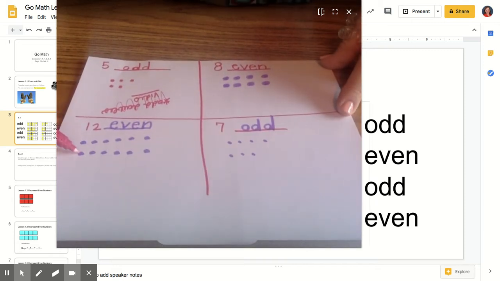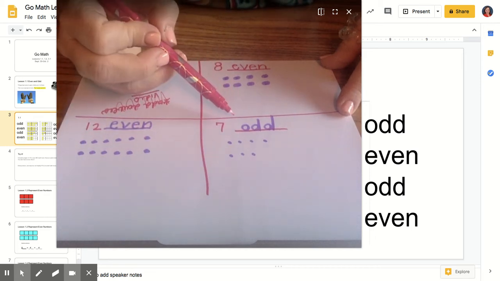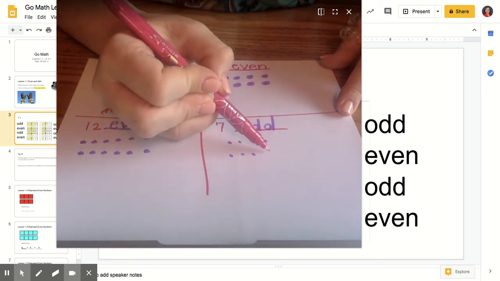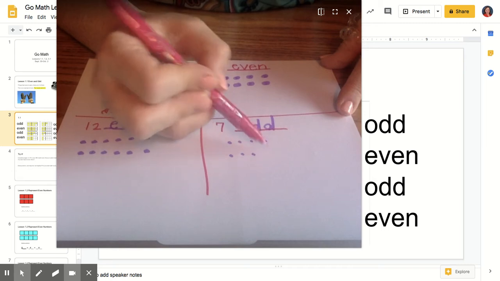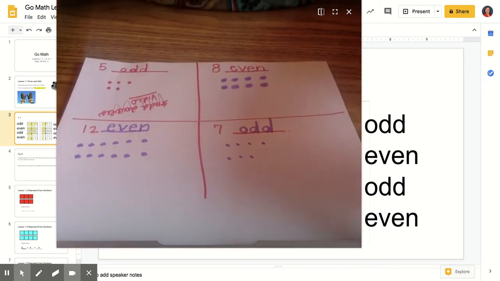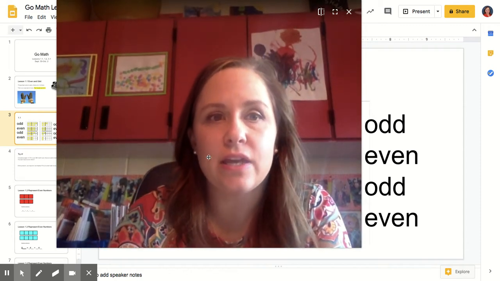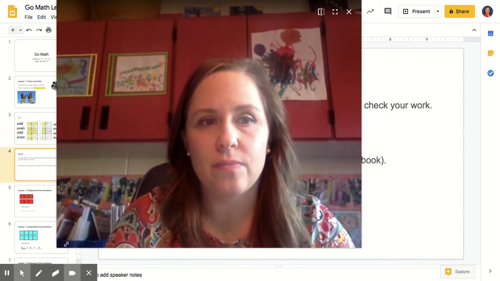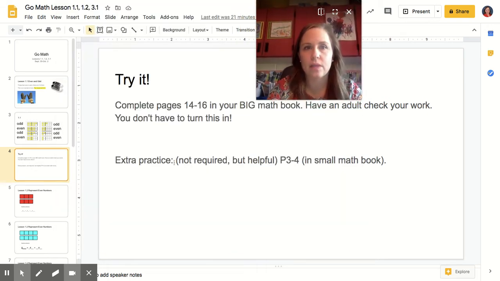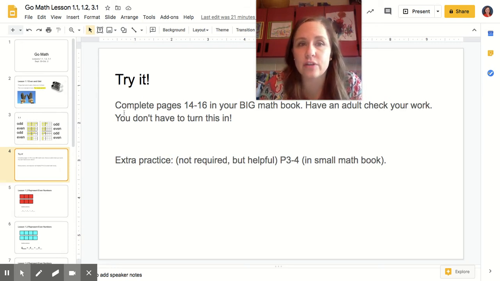12 is even. Each one has a match or a pair. And then 7 is odd because this last guy does not have a match. Okay. You're going to practice that today in your Big Go Math book, pages 14 through 16. Have an adult check your work, and you do not have to turn this in.